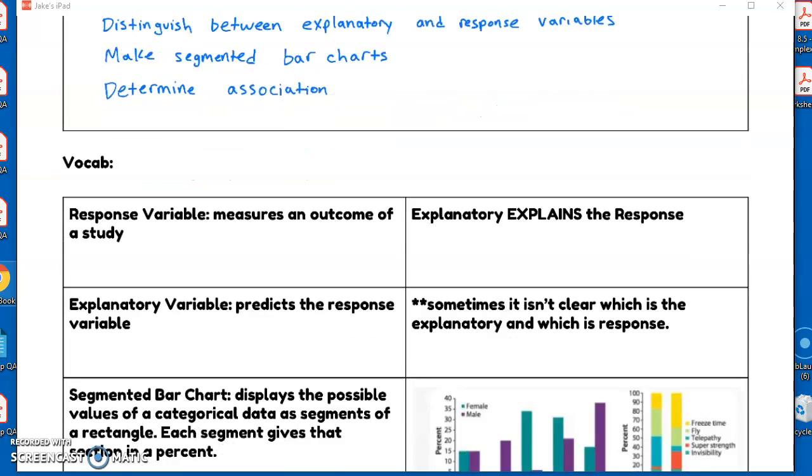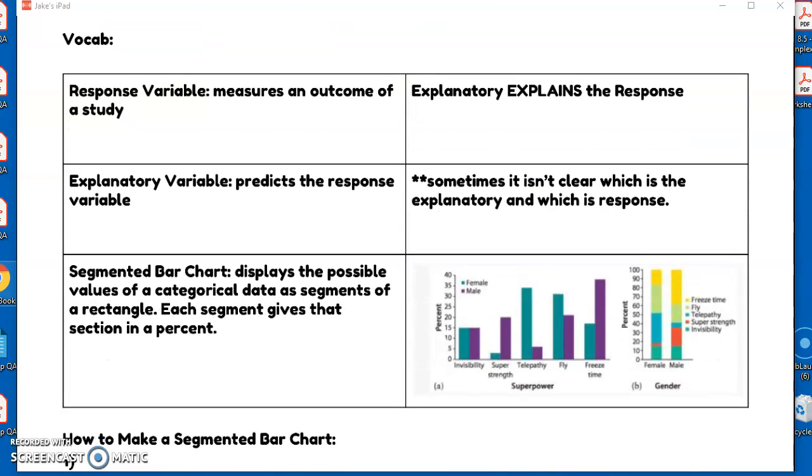Moving on to vocab, the first thing we're talking about is the difference between a response variable and an explanatory variable. We're going to be dealing with charts that have two variables, like I said earlier, and we have to determine which of those variables is the response variable and which one is the explanatory variable.